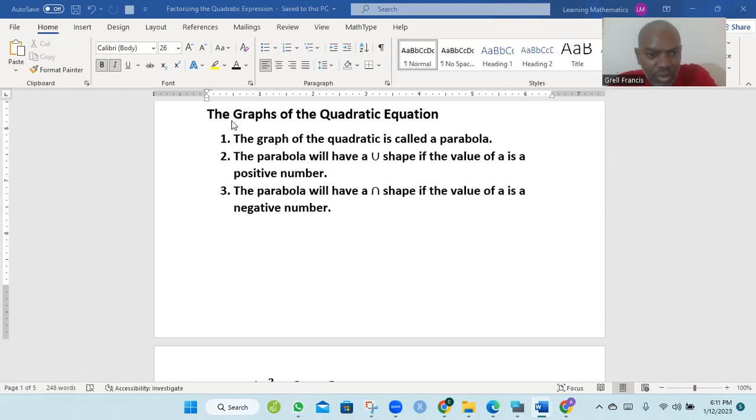Now let's start to talk about the graphs of the quadratic equation. The graph of the quadratic is called a parabola. The parabola will have a U-shape if the value of a is a positive number, and the parabola will have an N-shape if the value of a is a negative number.